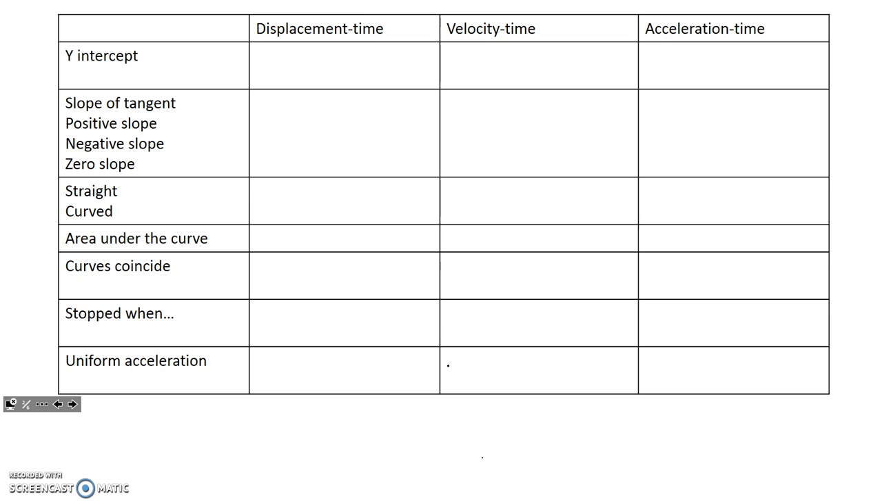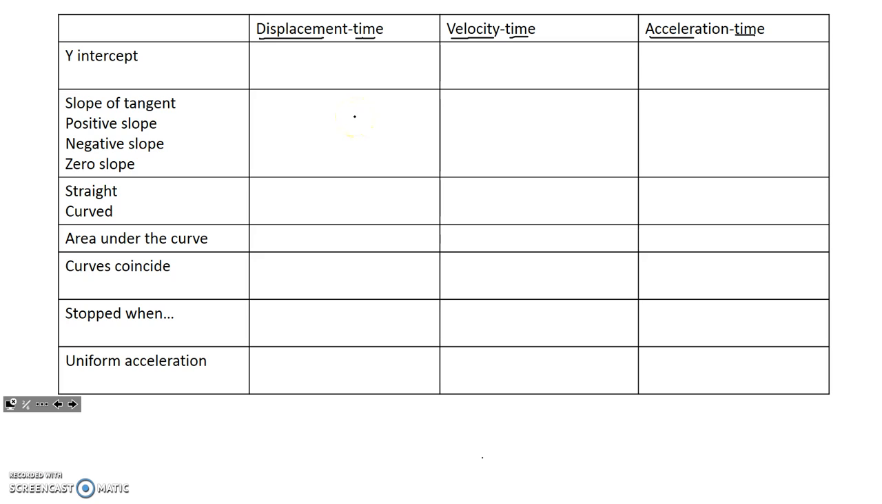For now, what we're going to do is first talk about the displacement versus time graph: how much space or how much distance you went in a certain amount of time. Then we're going to move to velocity versus time, how fast you're going in a certain amount of time, and acceleration versus time, how fast you are speeding up.